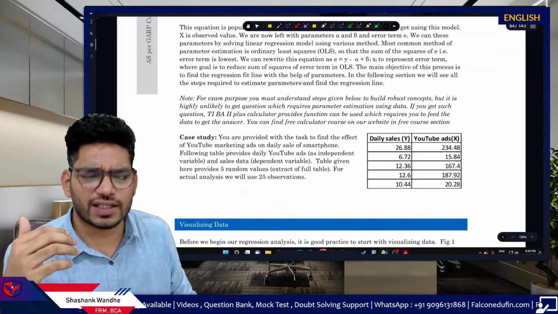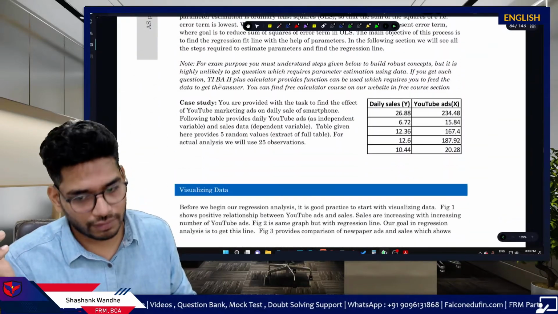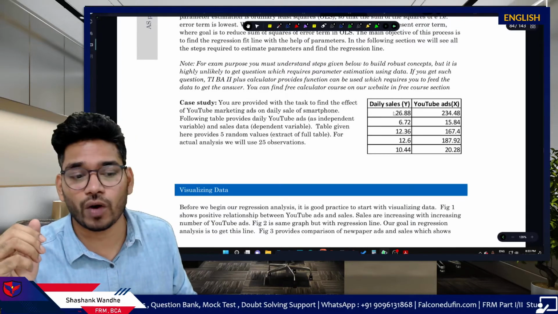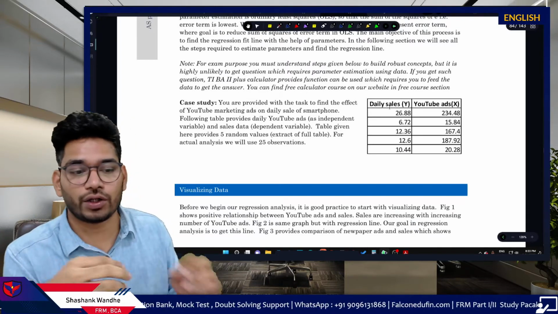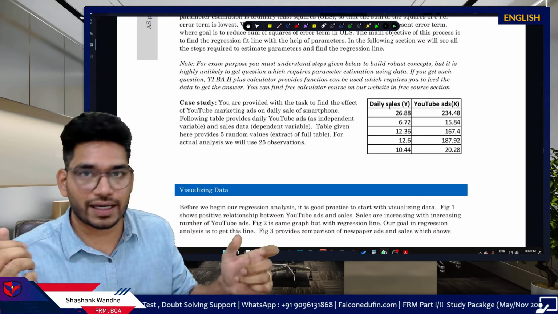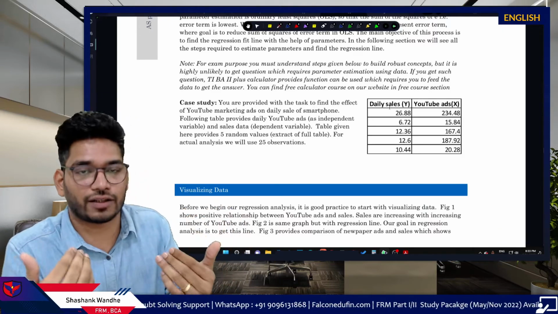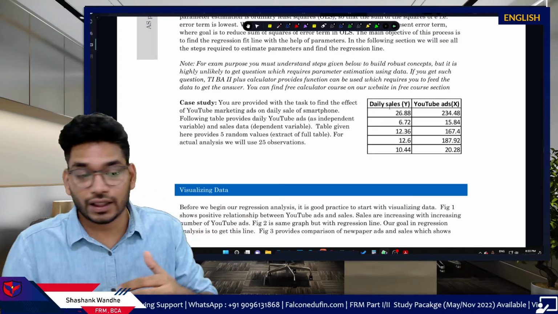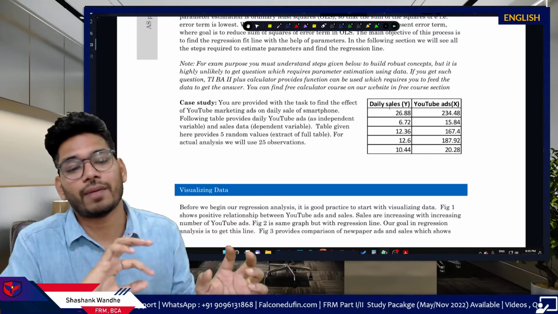Okay, so this is just a visualization. First, this is the case we are using. We are trying to estimate the daily sales based on the independent variable, which is YouTube ads. So assume Falcon and Defense use YouTube ads, and how YouTube ads impact sales.